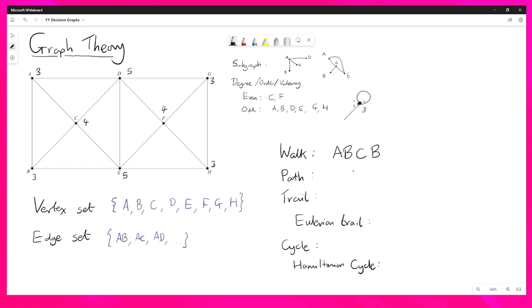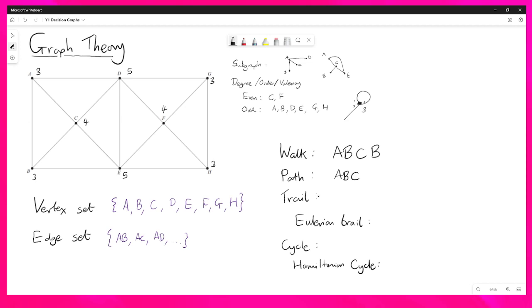A path is a walk where no vertex is visited more than once. So this walk is not a path because we visited B twice. A path could be A, B, C. That is a path. We move from A to B to C, and we repeat no vertex more than once.